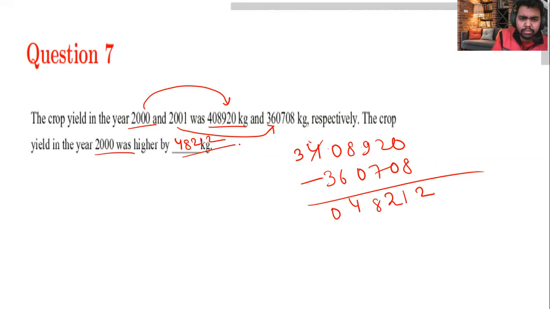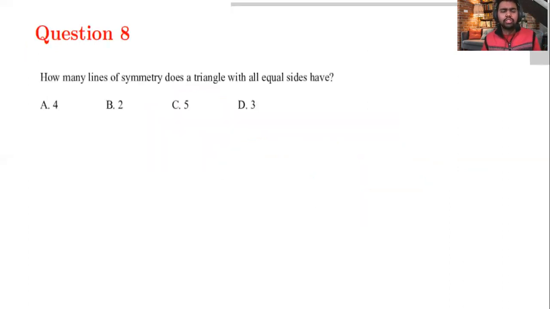48212. It has no options at all. So like that also they're asking the question. Come to question number 8. How many lines of symmetry does a triangle with all equal sides have?